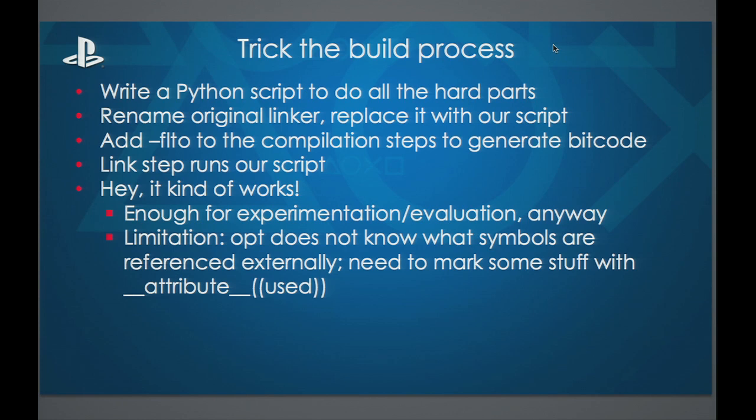At the compilation step, we pass -flto to Clang to generate the bitcode files. At the linking step, we just run our script. And everything kind of works. At least that is enough for our experimentation and evaluation. One limitation that we noticed is that opt does not know what symbols are referenced externally. So we need to mark global symbols in some source code as attribute used.